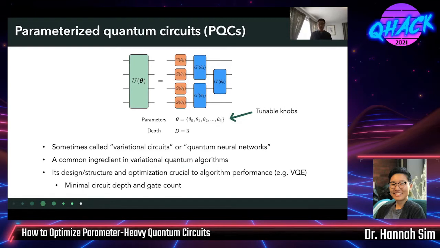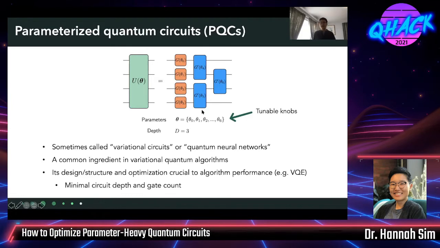It's been shown that how you design and structure these circuits, as well as how you tune the parameters of these PQCs, are crucial to the overall performance of your algorithm. Specifically in the near term, two things that you want to minimize are the circuit depth, which you can think of as the number of time steps it takes for your circuit to execute, assuming that gates that act on disjoint qubits can be implemented in parallel, like the ones shown by these orange gates here and these two qubit gates here.